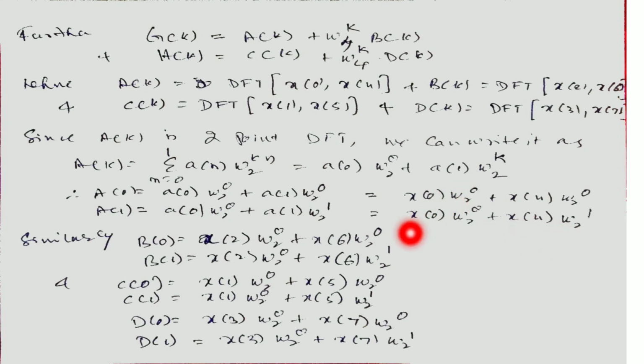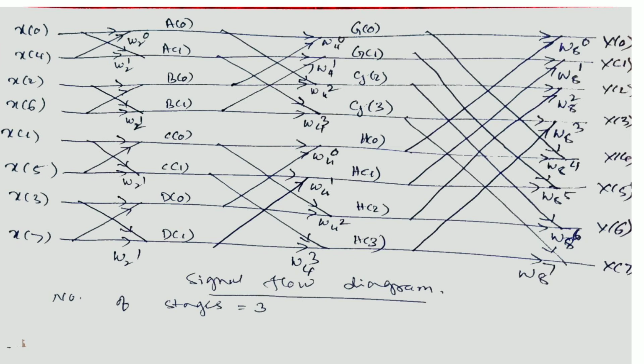And then similarly we can write for b of 0, b of 1, as well as c of 0, c of 1, d of 0, d of 1 in this particular fashion. And then we construct the flow diagram here. The input consists of x of 0. First of all, we are considering x of 0, x of 4 in order to get the values of a of 0, a of 1. So x of 0 and x of 4 are combined together to perform 2-point DFT to get the values of a of 0, a of 1.